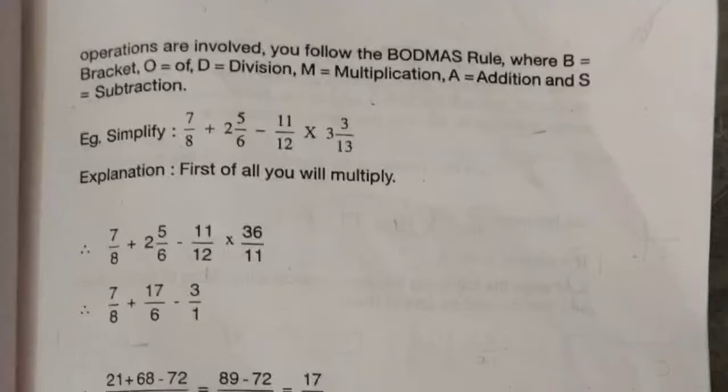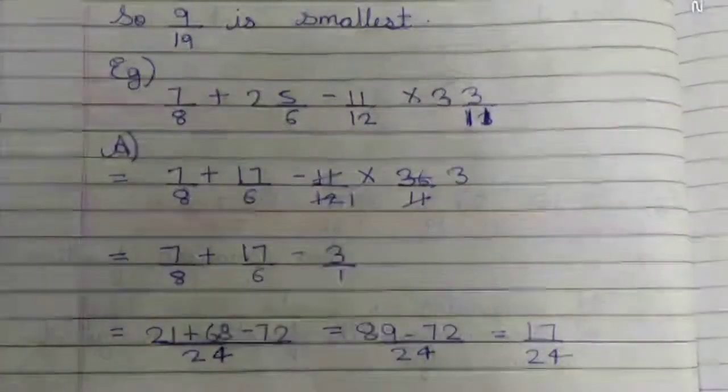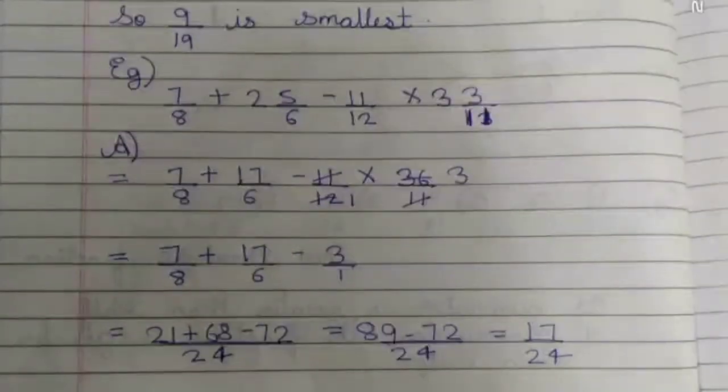So how will we solve it? First we will convert the mixed fractions, that is 2 5 by 6 and 3 by 11, into improper fractions. So how do we do that? Multiply 2 into 6 plus 5, that is 17 by 6, and 11 3s are 33 plus 3, 36. So 36 by 11. Now again rewrite it: 7 by 8 plus 17 by 6 minus 11 by 12 into 36 by 11.